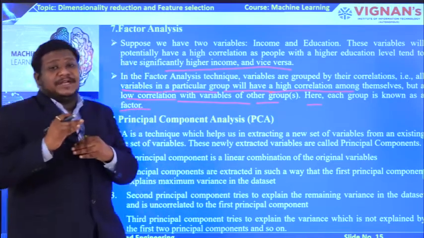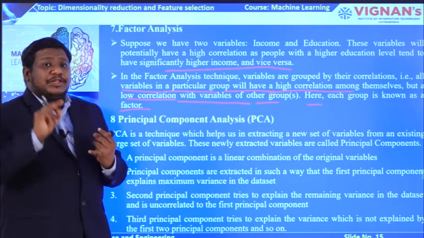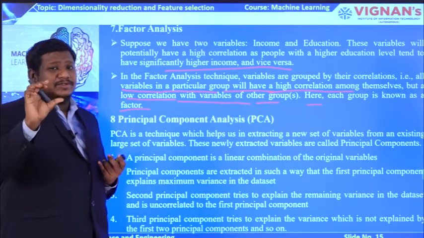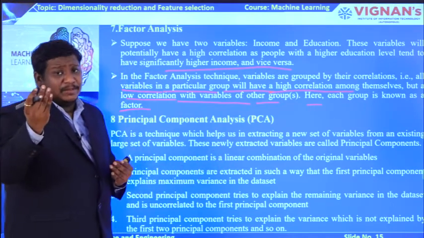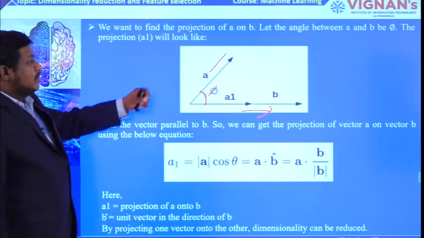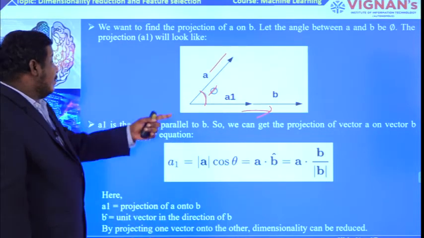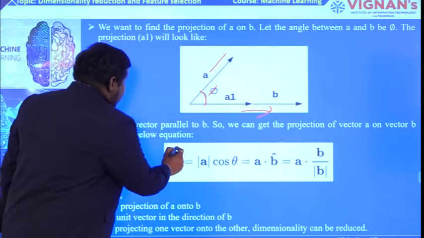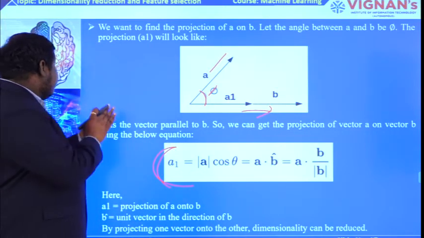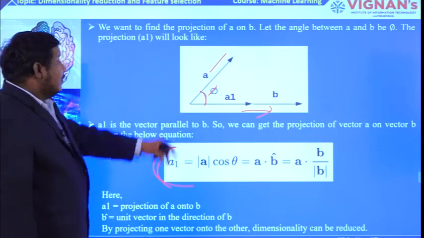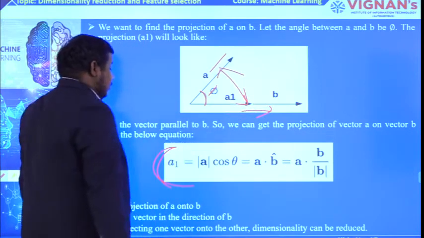So, here PCA works in 3 steps. The first component gives you the variance of certain values. The second principal component gives you the variance of the remaining variables, and the third is between these 2 values. A1 is the vector parallel to B. So, we can get the projection of vector A on vector B using the below equation. By using this equation you will get the projection, the value of A1, between the 2 vectors, vector A and vector B.